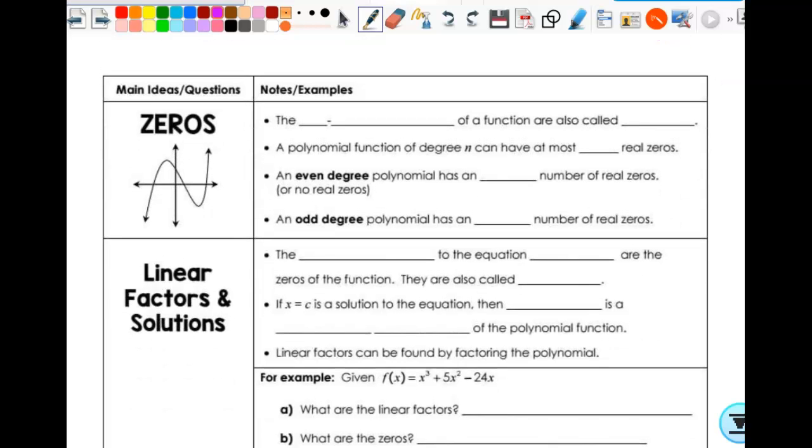But tell me, we can call them zeros. What other names do we have for them? X-intercepts, okay. X-intercepts, roots. One more, solutions, good. Zeros, x-intercepts, roots, solutions, all of those are talking about the same point, or points, on the graph, right there on the x-axis.